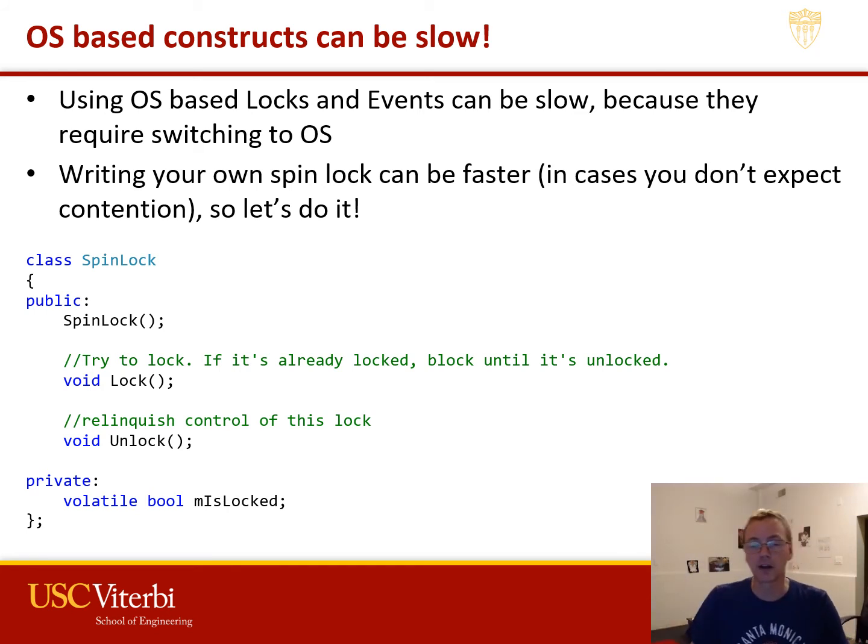How will we implement it? It'll look something like this, a little class where we have a volatile. Remember, it's volatile because it might be accessed by multiple threads. Just, is it locked? It's a Boolean saying, is it already locked? And this is actually going to be a shared resource now.